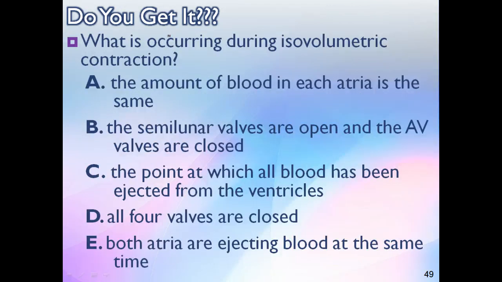So, what's occurring during isovolumetric contraction? Think about your answer, see what you come up with. Pause if you need to. So, what is occurring? The amount of blood in each atria is the same. The semilunar valves are open. The point at which all blood is being ejected. All four valves are closed. Both atria are ejecting blood. Well, isovolumetric contraction, well, it's isovolumetric, meaning the volume is not changing because all four valves are closed. So that's what we see there.